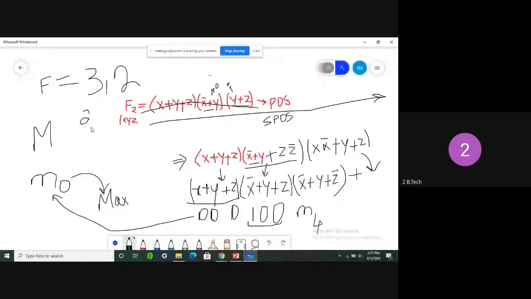But in real time applications, what happens is this function is very lengthy. Maybe it is with 4 terms, or maybe with 5 terms. Then how can we simplify the logic? If the logic increases, simplification will take more time. Clear of you?